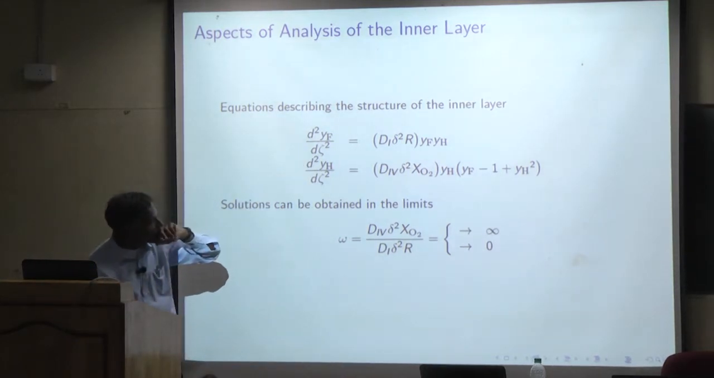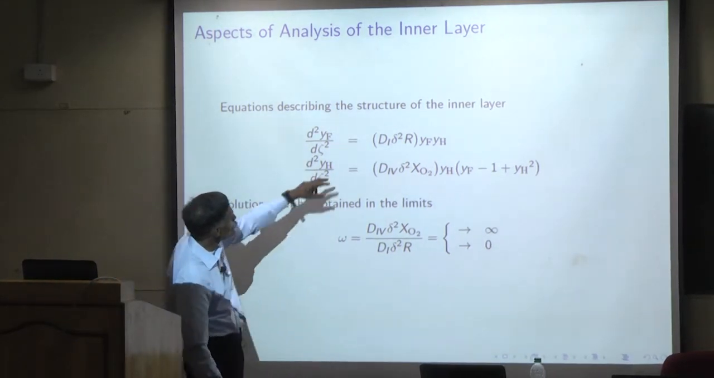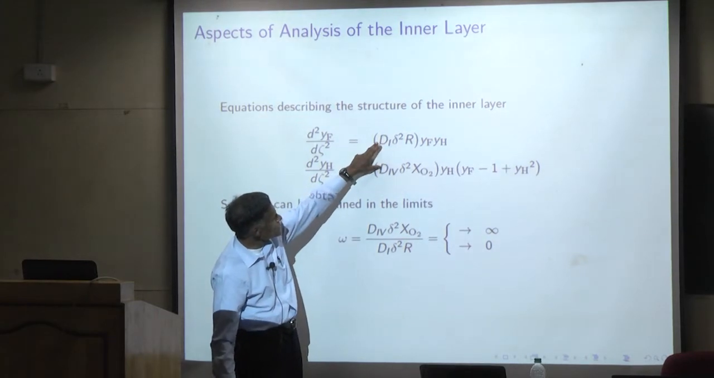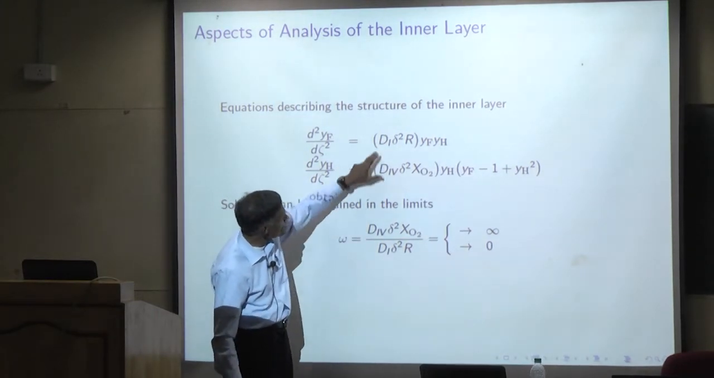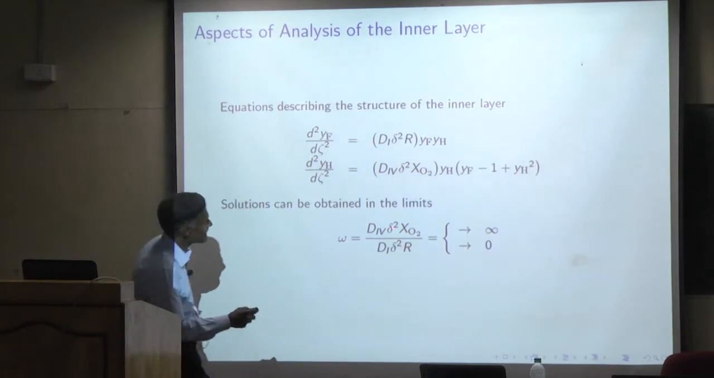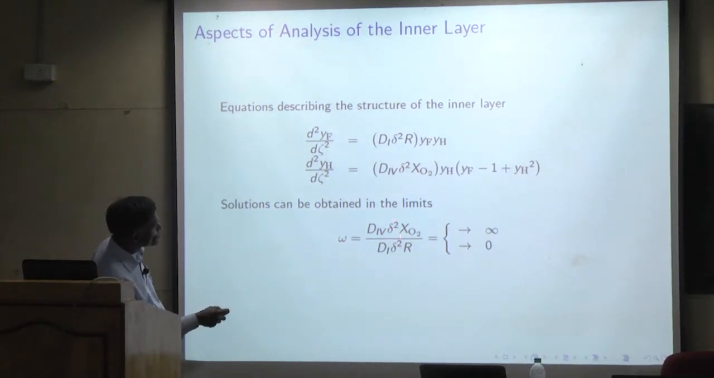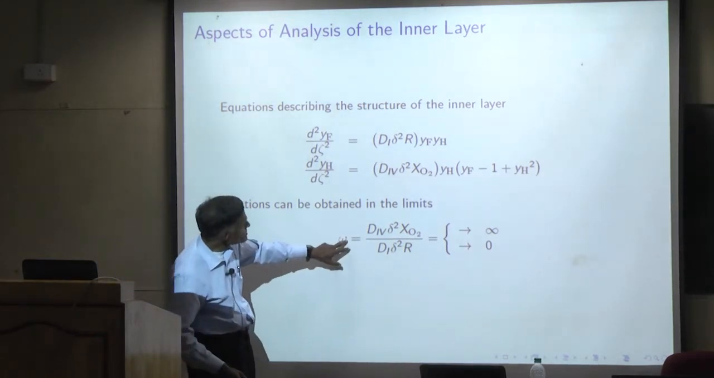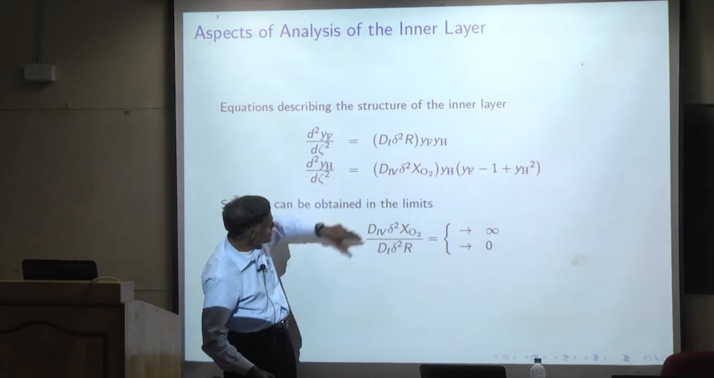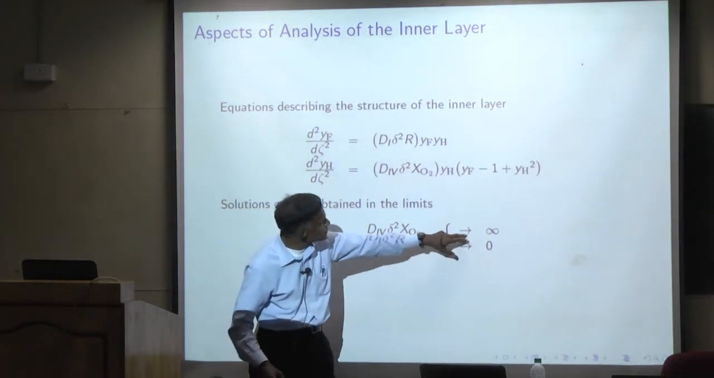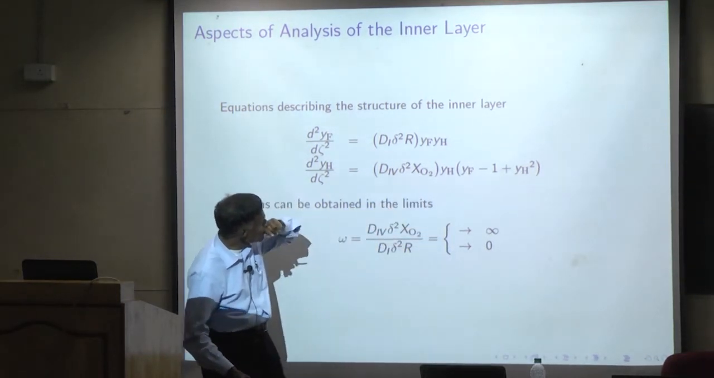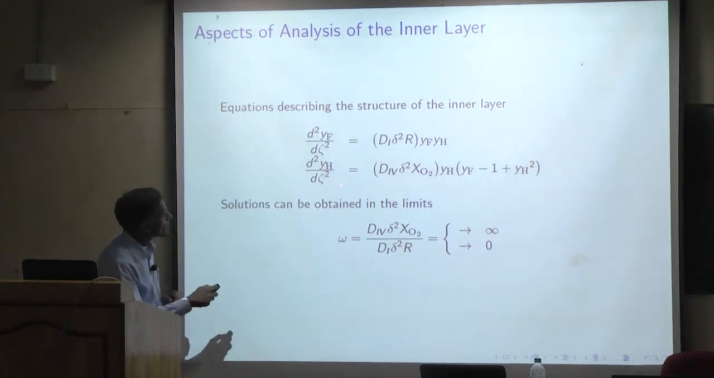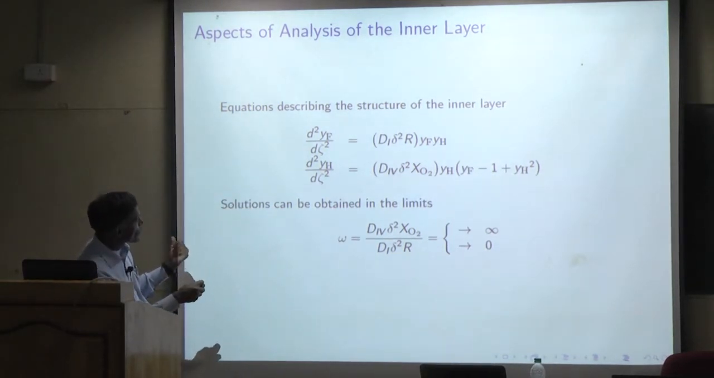Now it turns out that one can make an even further simplification. You see there are two Damköhler numbers. I can look at the ratio of these two, which is omega. Omega is the ratio of these two Damköhler numbers. Now you can look at two limits: either this is very large or this is very small. Let's look at the case when this ratio is very large. That means this term is large, and this is something I talked about this morning.